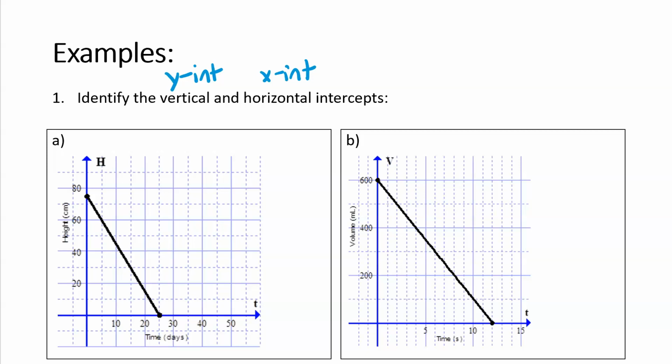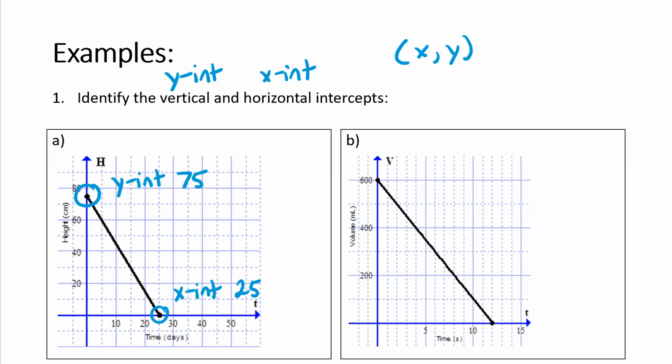So for graph A, your y-intercept is here, and it has a value of 75. Whereas the x-intercept here has a value of 25. Now you can write the intercepts as just their x and y values, as I've done, or you can also write them as an ordered pair. Remember, when you write ordered pairs, you write the x value first and then the y value.